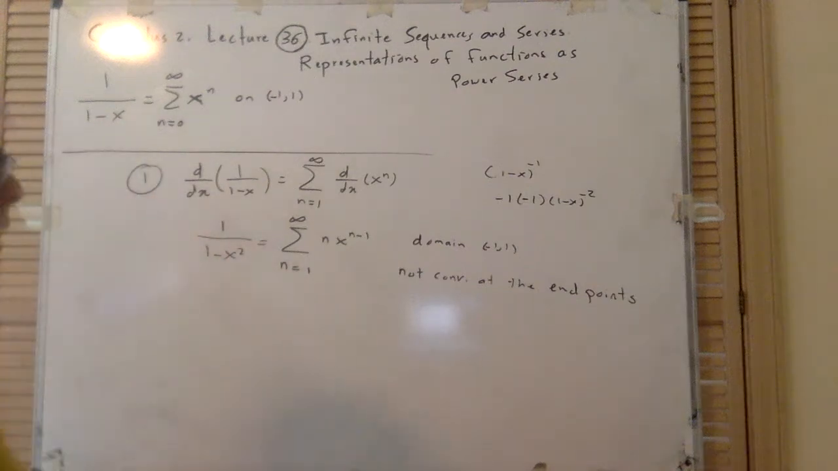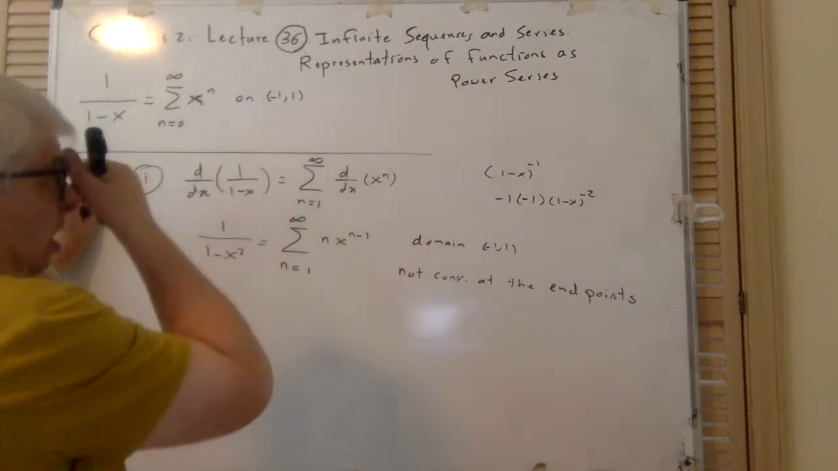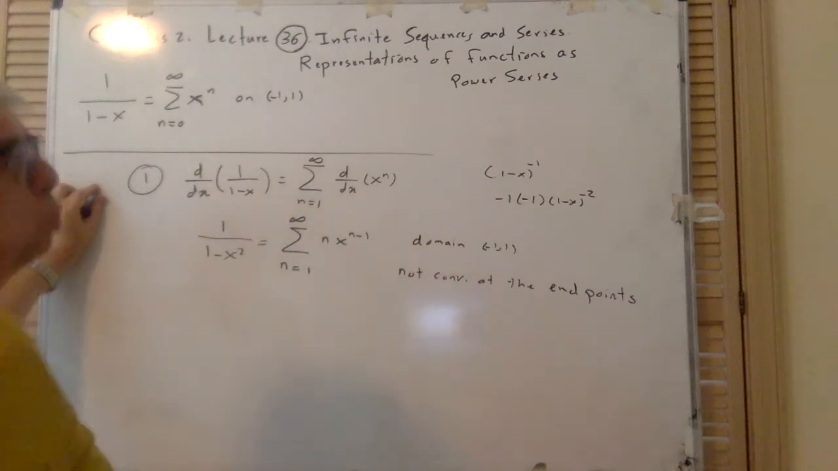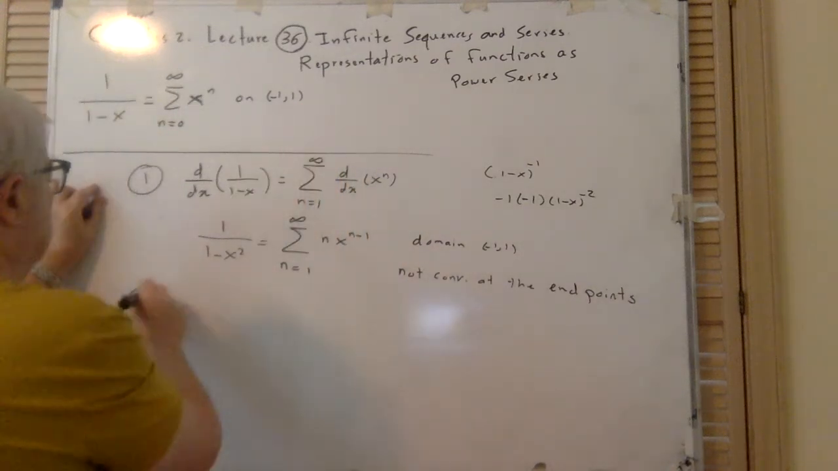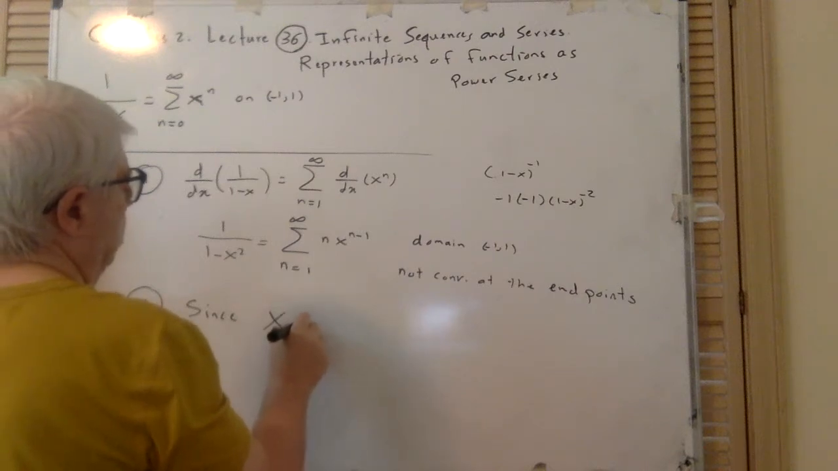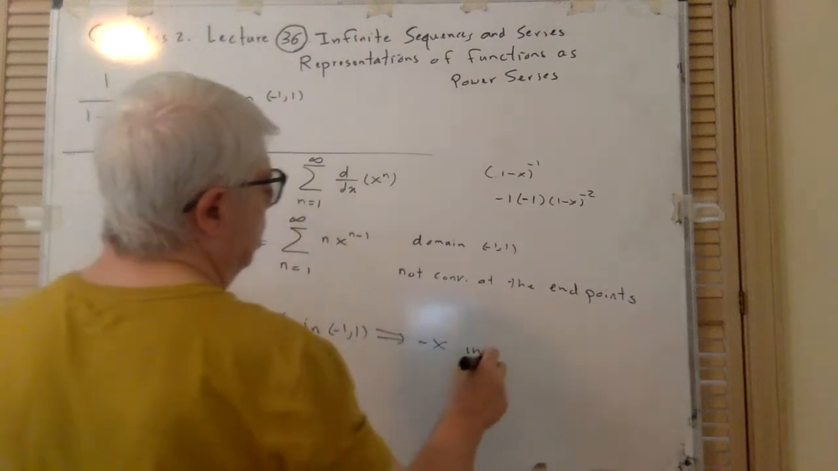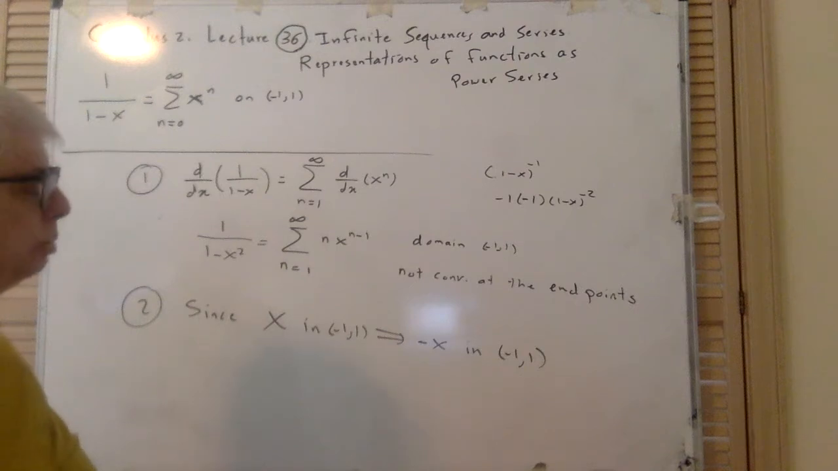Now, in this guy here, I can write, instead of x, I can write minus x, right? If x is in this domain, minus x is also in this domain, right? If x is, say, minus 1/2, minus x is 1/2. That is also in this domain. Now, why does this happen? Number 2, since x in (-1, 1) implies minus x in (-1, 1), I can replace x with minus x, right?